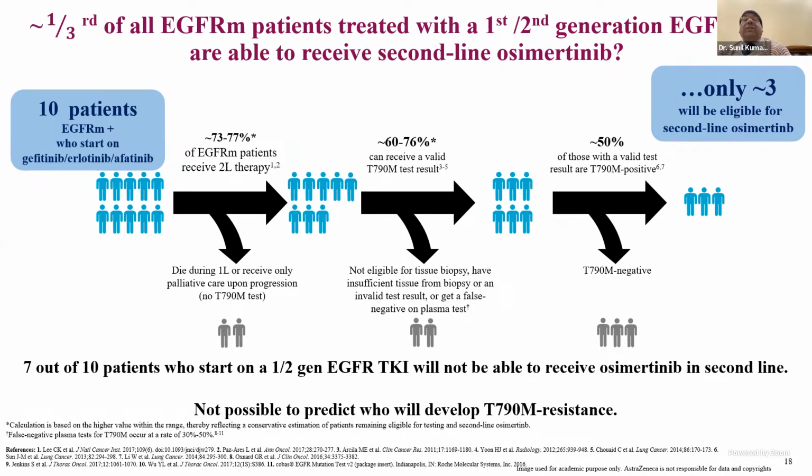So 7 out of 10 patients who started on a first generation or second generation TKI will not be able to receive osimertinib in the second line. It is not possible to predict in the beginning who will develop T790M resistance. This is the important clinical point I have discussed with you: you can select your patient as per toxicity, tolerance, and T790M mutation in adenocarcinoma, which I will discuss in a future slide.